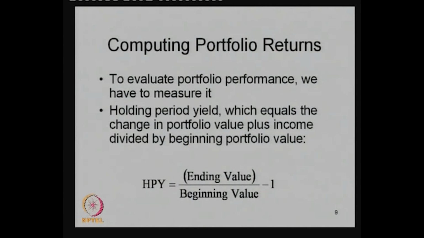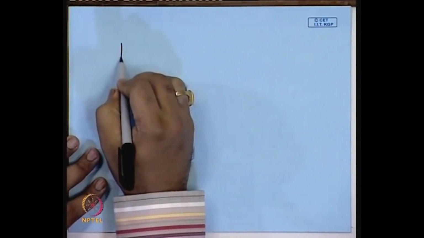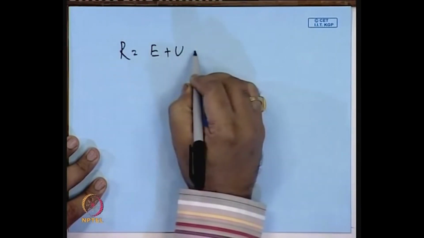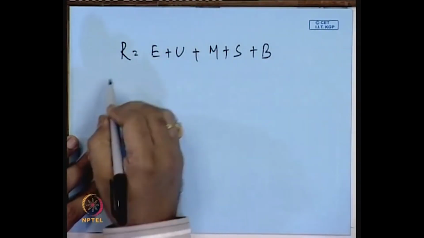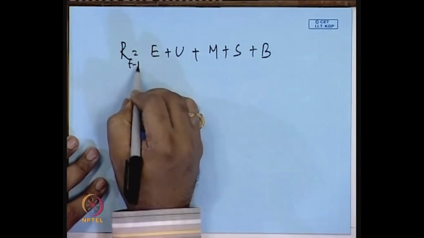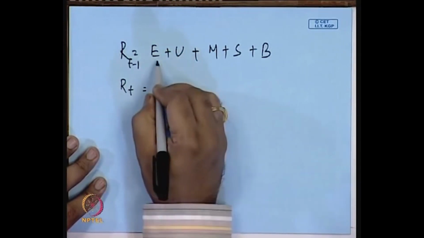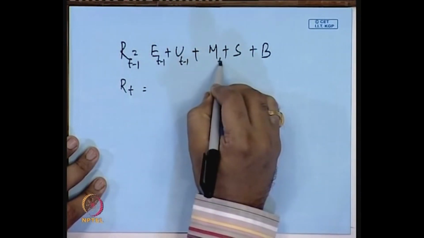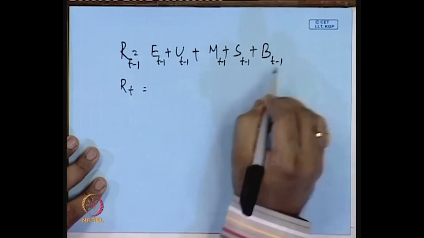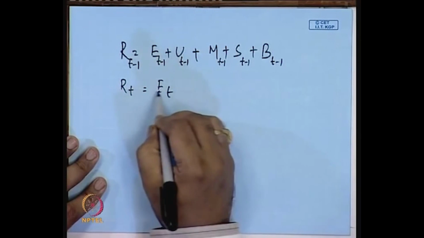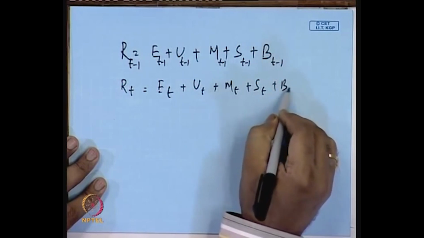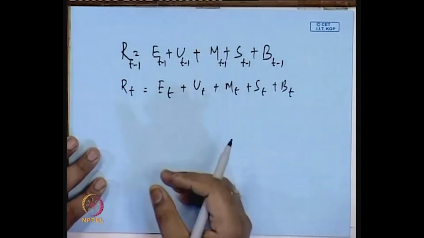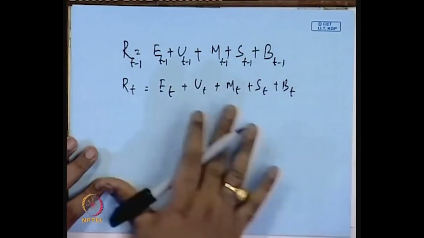So, after this we have to measure it. How can we measure? These are the values: R is equal to E plus U plus M plus S plus B. We know these things, then for the lagged period we have R t minus 1, then we have R t also, and we have also calculated the value of E t plus U t plus M t plus S t plus B t. That means it talks about the period in which we are calculating this bond return.